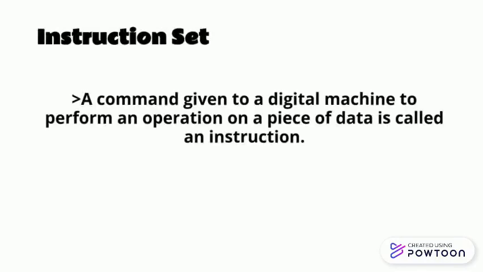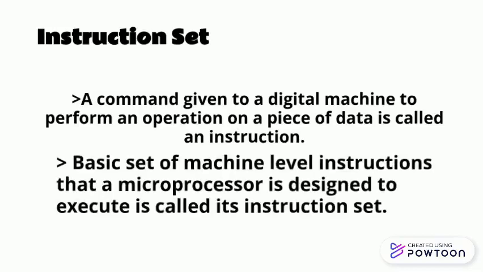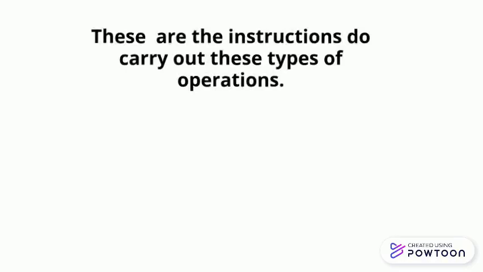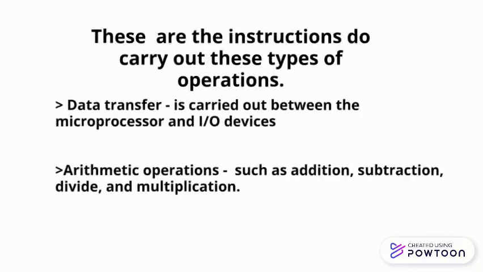Instruction sets. Commands given to a digital machine to perform an operation on a piece of data are its codes and instructions. It's a basic set of machine-level instructions that the microprocessor is designed to execute. These are the instructions to carry out the types of operations. Data transfer is carried out between the microprocessor and the I/O device. It reads the data from the input port or input device using the IN command.